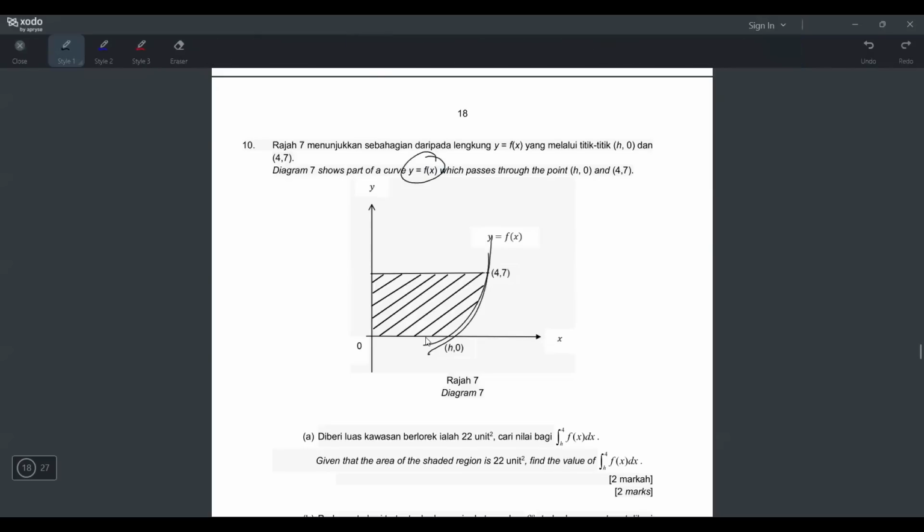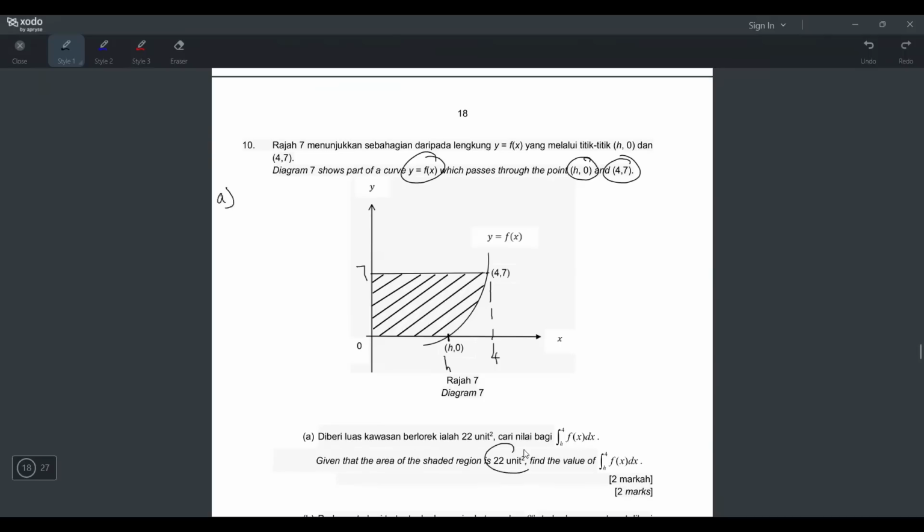Okay, I can see it. This is the curve, and then which passes through H, 0 and 4, 7. Okay, so passes through 2 points. All right, now what it says here. If this is H, 0, it means this is H, right? And if this is 4, 7, it means what? It means if you butcher down here, this would be 4. And if butcher here, this is 7, right? Okay, but let's see what the question says.